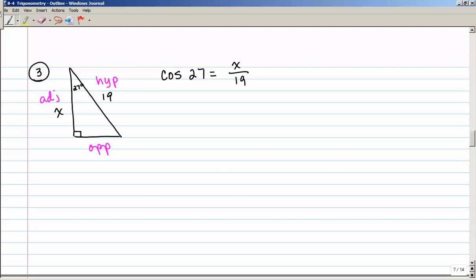And now let's solve that for x. Multiply both sides by 19. So x is equal to 19 times the cosine of 27. Plugging that into your calculator, x is approximately equal to 16.93.